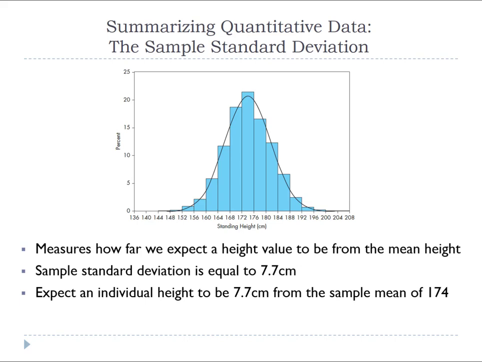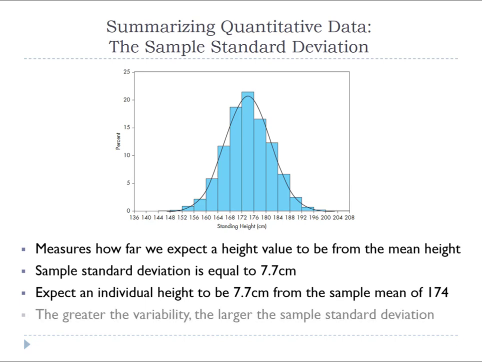This does not mean that a randomly selected individual's height would be exactly 7.7 centimeters from the mean of 174 centimeters. It simply means that it is the distance or deviation from the mean we would expect the value to be on average. The greater the variability in individual measurements, the larger the value of the standard deviation will be. It is a measure of the variability in measurements around the mean.